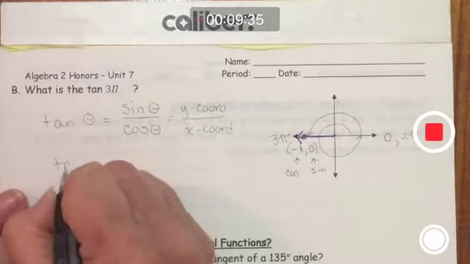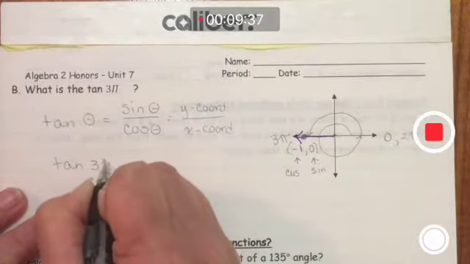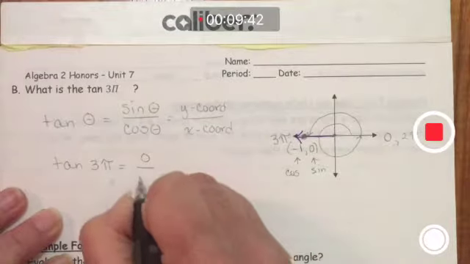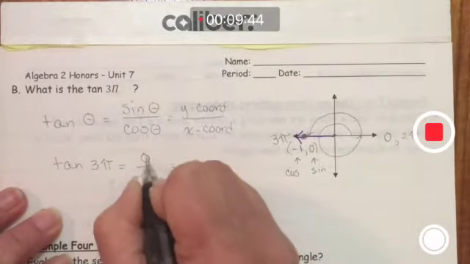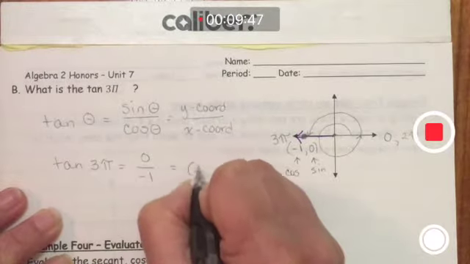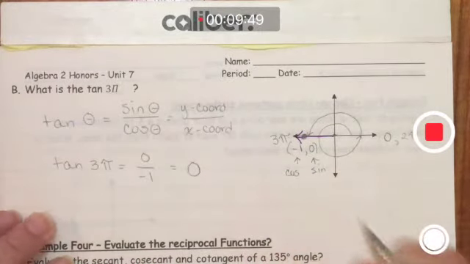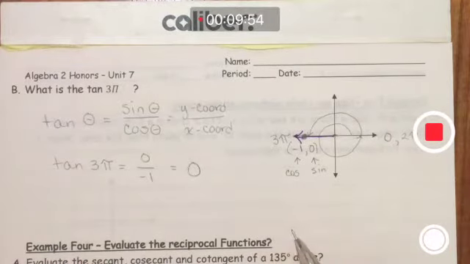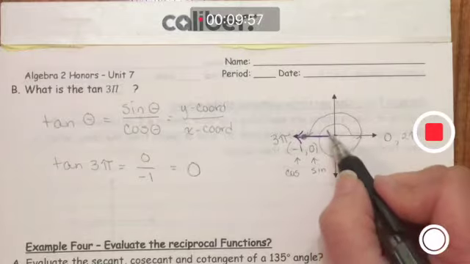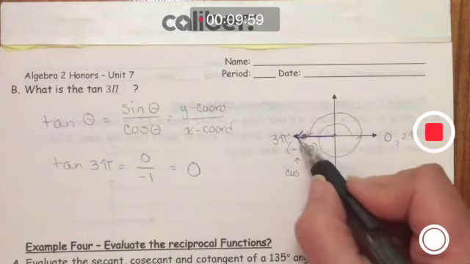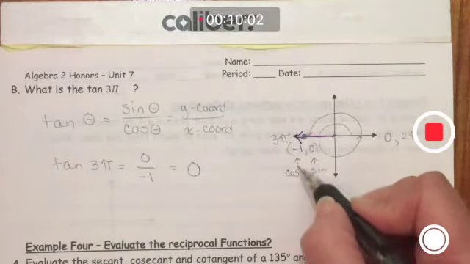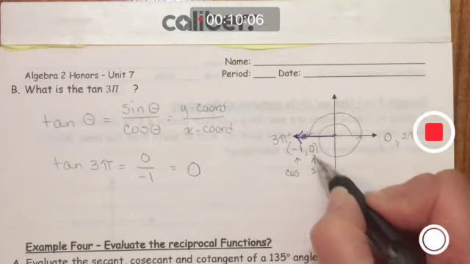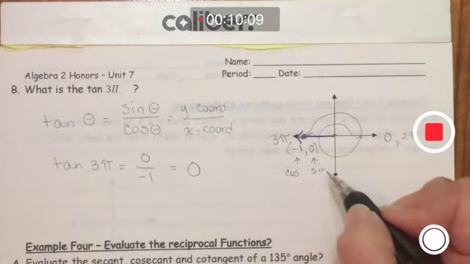So the tangent of 3 pi is the y-coordinate 0 divided by the cosine's coordinate of -1, and 0 divided by anything is 0, so the tangent of 3 pi has a value of 0. So even though I couldn't create a right triangle with this terminal side, I knew that the x-coordinate was the same as my cosine and the y-coordinate's the same as my sine, as long as we're talking about a unit circle.